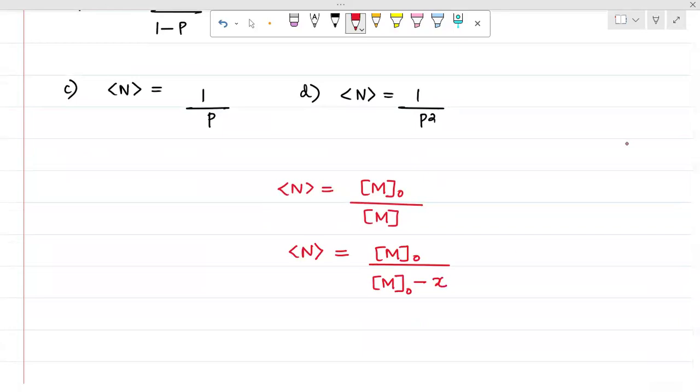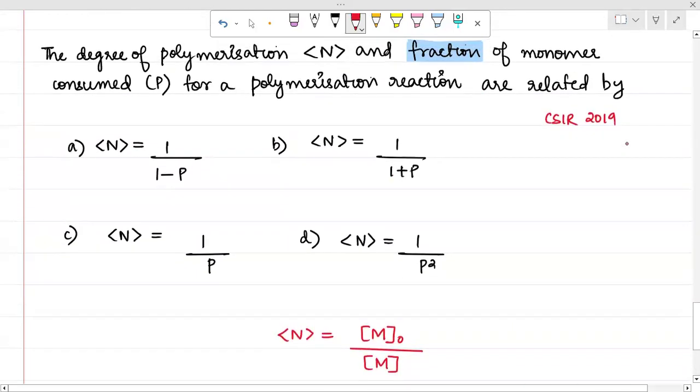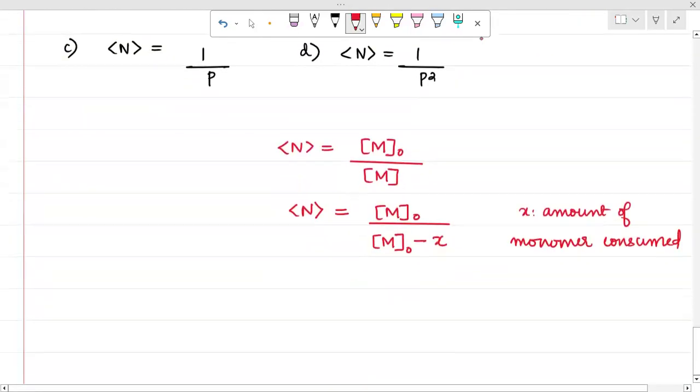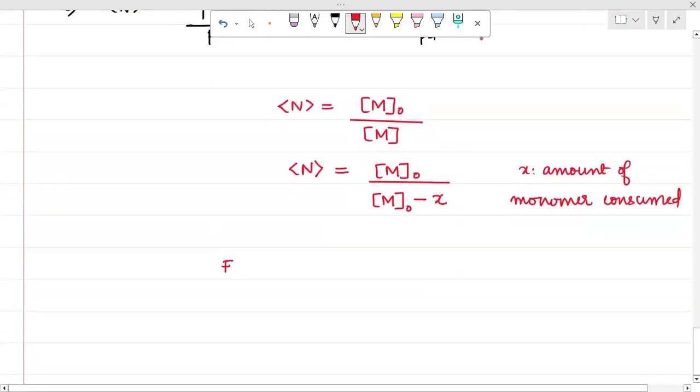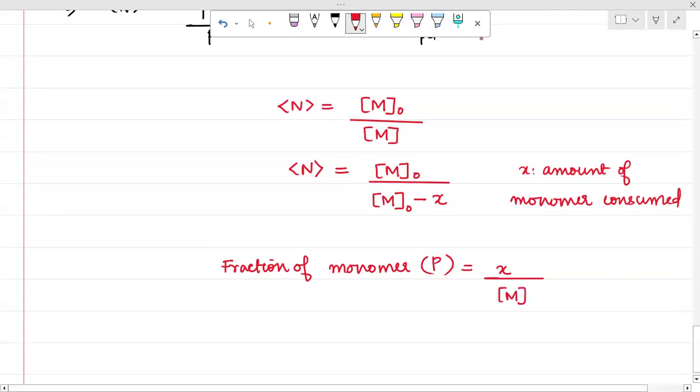We already know that. We have written it. It is the amount of monomer consumed. Correct. Now, what is the question? They have asked us to find the relation with the fraction of monomer consumed. The fraction of monomer is represented by P in the question, and that is going to be the amount of monomer consumed divided by the initial amount of the monomer.